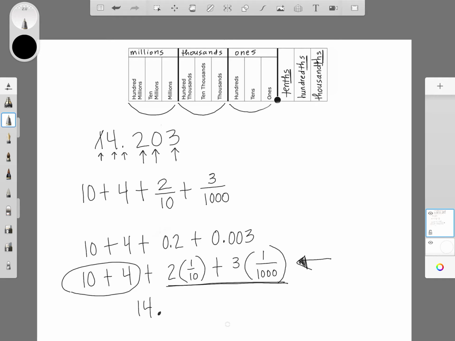And now we look at this 2. The 2 is times 1/10, so we know it needs to be in the tenths place. I like to put 3 things here for tenths, hundredths, and thousandths. 2 goes into the tenths place. There are no hundredths, so I'm going to put a 0 in the hundredths place, and there's a 3 in the thousandths place. And that's how you would go from expanded form into standard form.